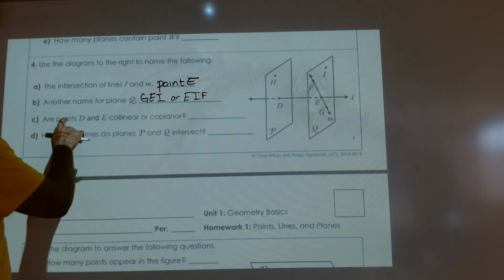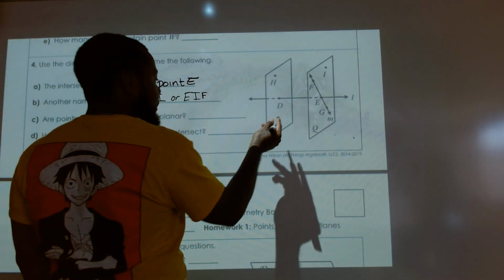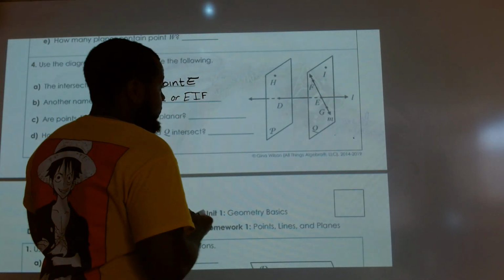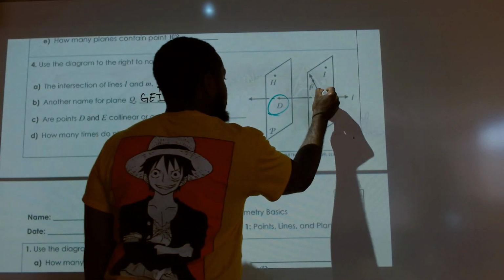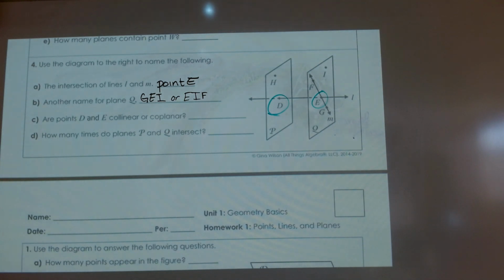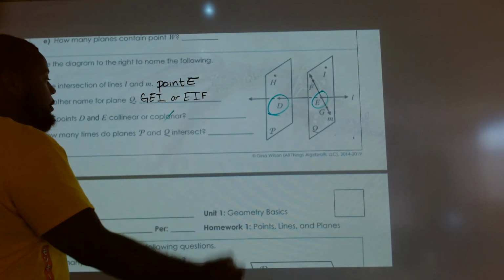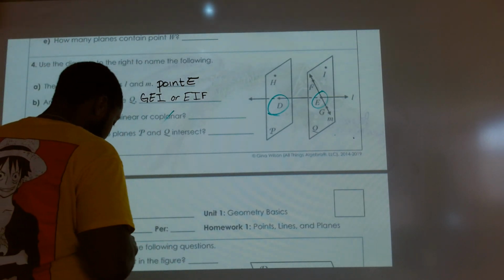So it says, is point D and E collinear or coplanar? Okay, so first of all, look at it. D is right here. E is right here. Those two circles are not on the same flat surface. So coplanar is out the question. And so if it's not coplanar, then it's going to be collinear.